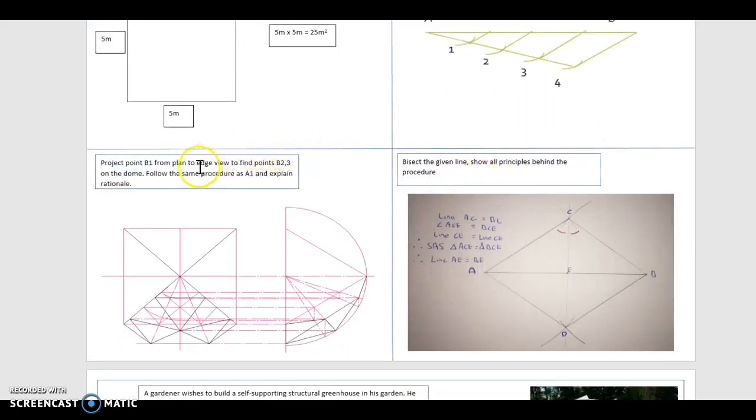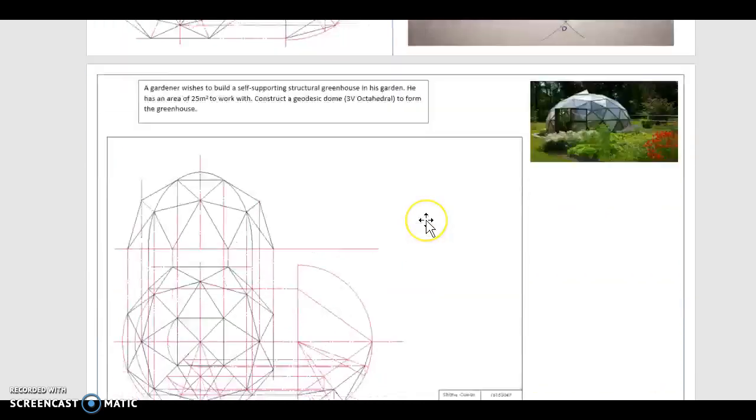Then looking at projecting the points, we can see the completed drawing down here. Lines are copied across from B2 and B3, similar to as they were done in A1 and A2. And then lastly, we have the bisecting line showing the key principles. Students can see that there are congruent triangles used when they're bisecting a line.